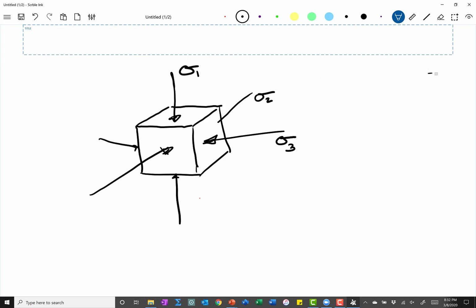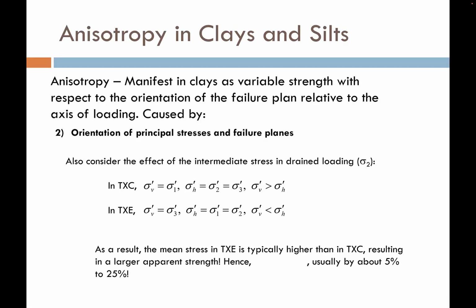But what about the case of axial extension? In this case, the horizontal stress is going to be the largest of the stresses. But we're also going to say that sigma 2 is going to have the same stress, and the vertical stress is going to be the lowest. So for axial extension, sigma 1 is equal to sigma 2. In this case, the horizontal stresses are larger than the vertical stresses. That's indicated mathematically here.